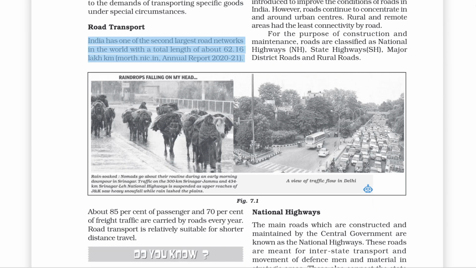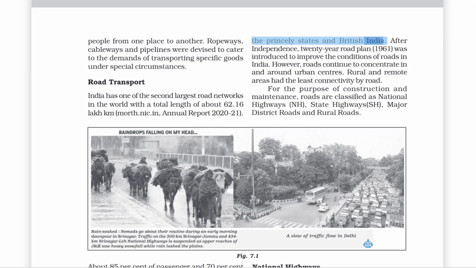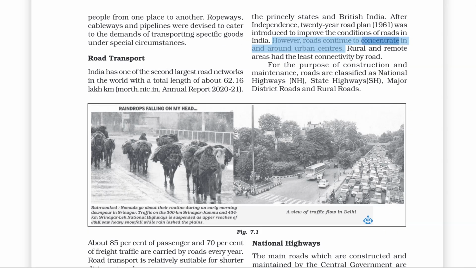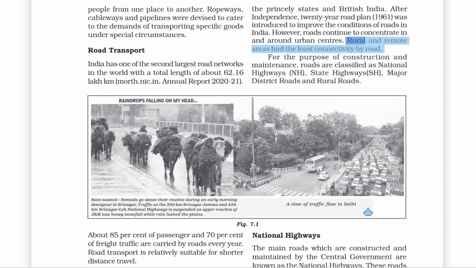Road transport. India has one of the largest road networks in the world with a total length of about 62.16 lakh km. Annual Report 2020-21. After independence, the 20-year road plan, 1961, was introduced to improve the conditions of roads in India. However, roads continue to concentrate in and around urban centers. Rural and remote areas had the least connectivity by road.